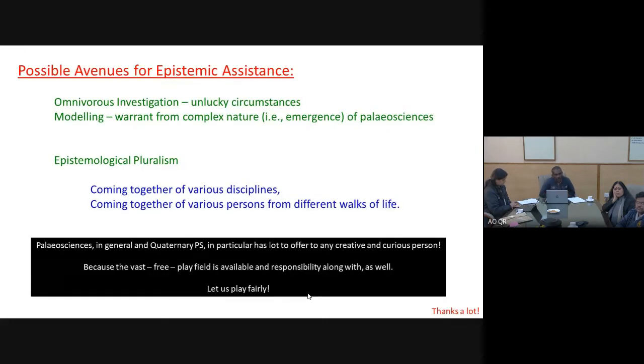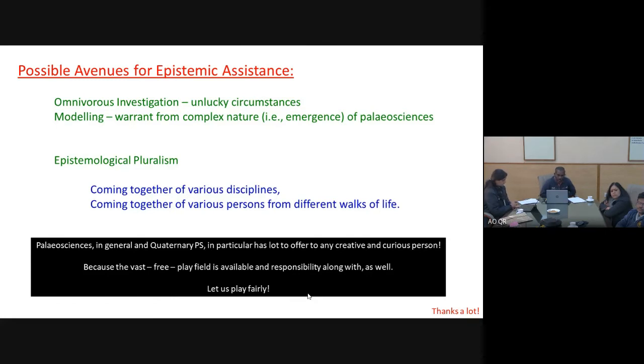Yeah. So now I would like to bring in some avenues for epistemic assistance. What are the epistemic assistance? If anybody says it is not possible, then what should we do in that situation? One method is omnivorous investigation. By definition, omnivorous means anything that is available, we just take it. Because we are in unlucky circumstances, we don't have enough evidence. So whatever evidence is available in the field visit where we go, we collect everything, and then we do modeling.